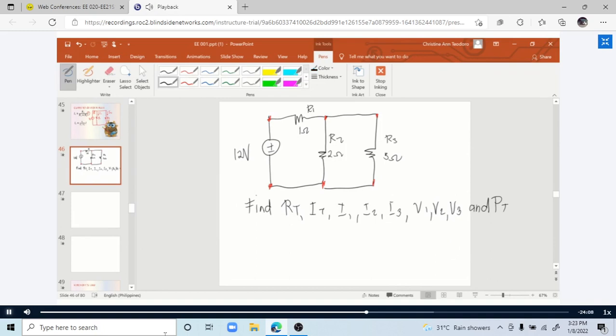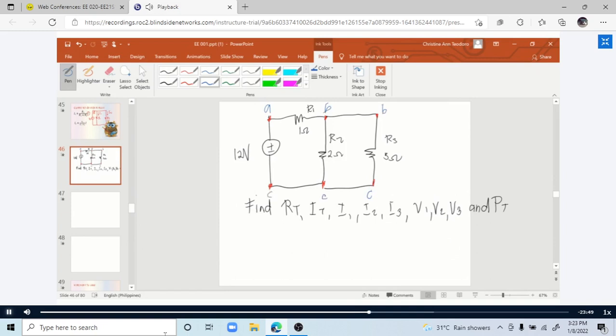Okay, so let us now label our nodes. This will be my node A. This second node here is my node B, correct? And this is again my node B. This is my node C, and this is C as well, and this is C.